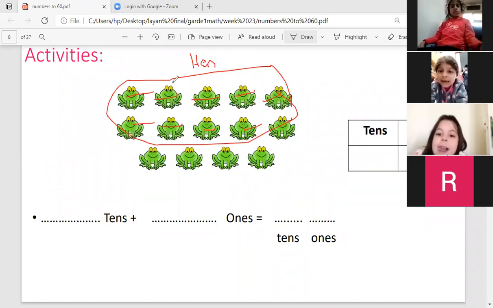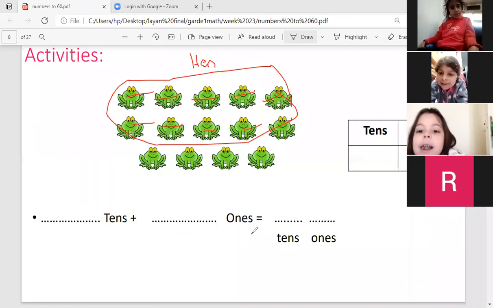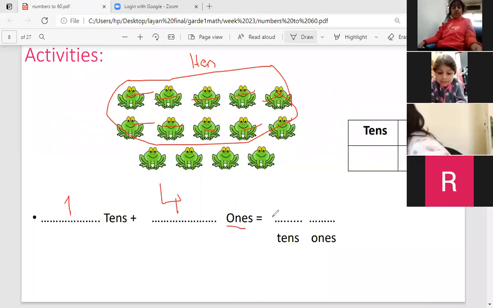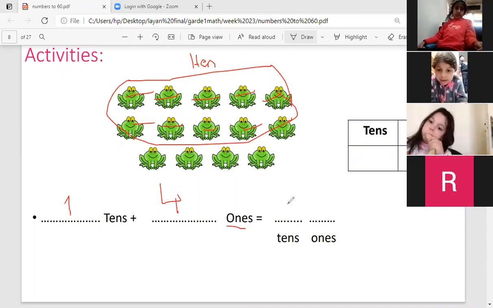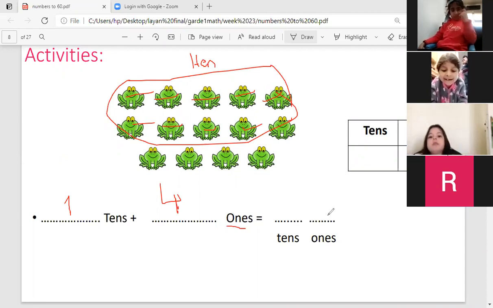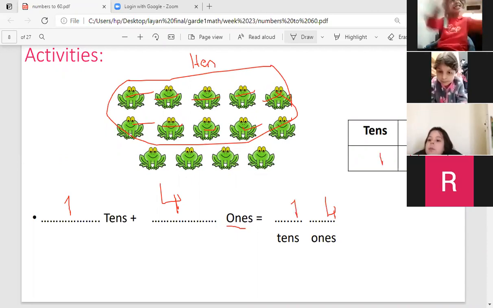How many ones? 1, 2, 3, 4. Four. Excellent. So what is the number? One ten and four ones. Fourteen. We put the ones here and the tens here. The answer is 14. Great job, Zainab. Great job.